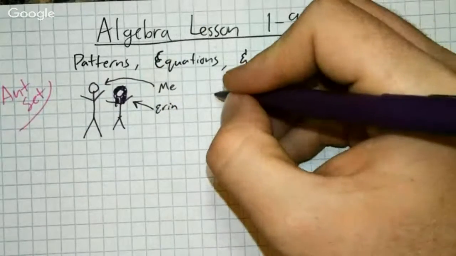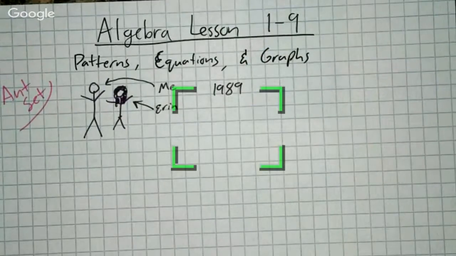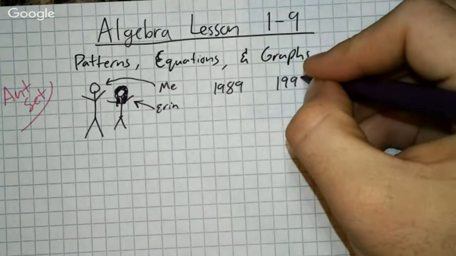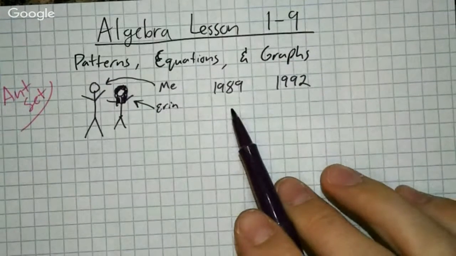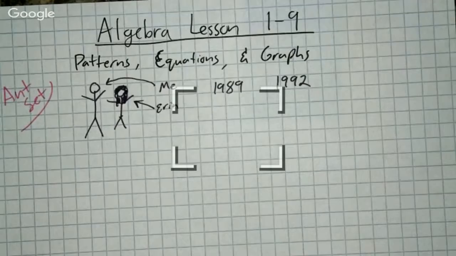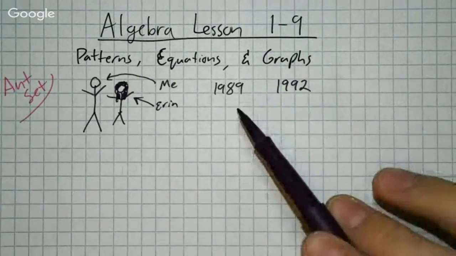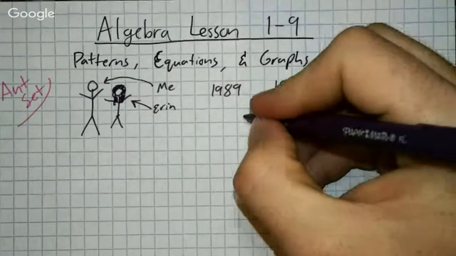I was born in the year 1989. She was born in the year 1992. So yes, I was born in the 80s. Very, very cool of me. Born in the 80s, but in 1989, she was born in 1992. And I was 2.5 years old when she was born.